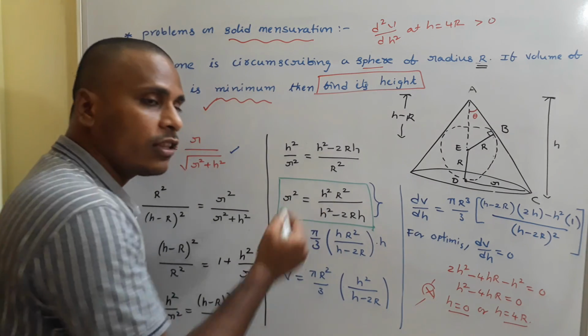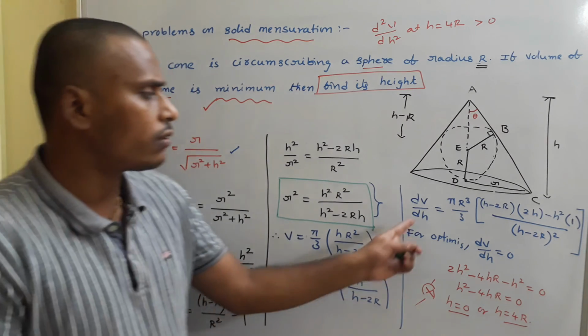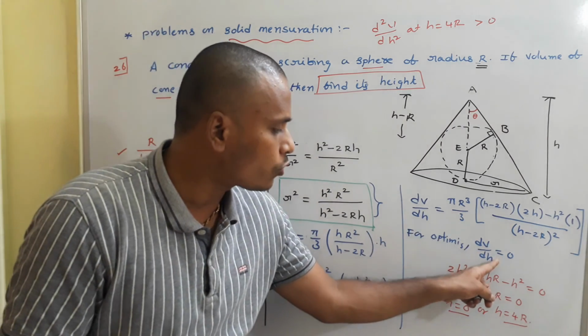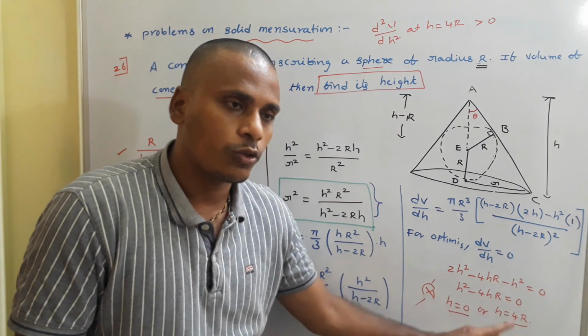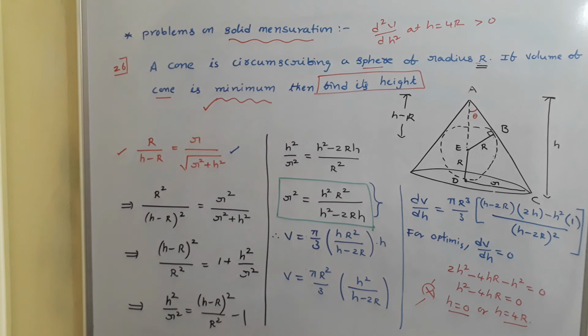Use that r square in the formula of volume of the cone. Try to minimize it. So for that, calculate its derivative, equalize it to 0. At the end, you will get h is equals to 4r. Okay, have a look. That's the problem.